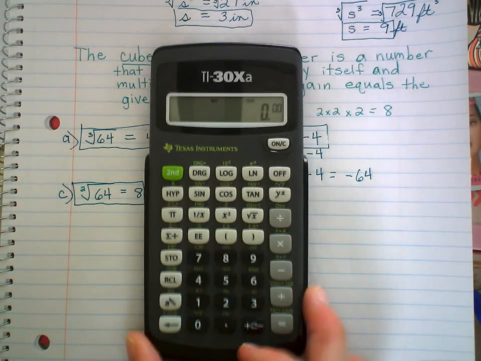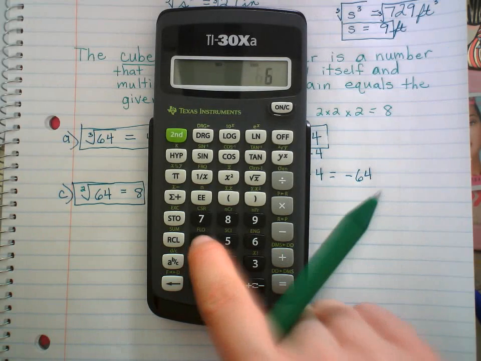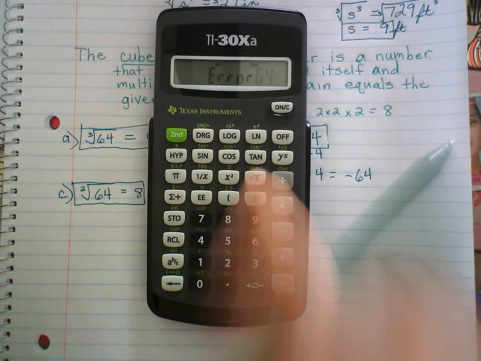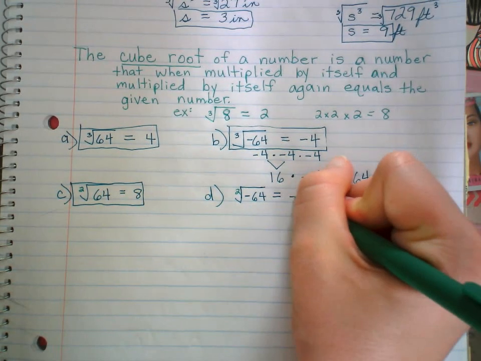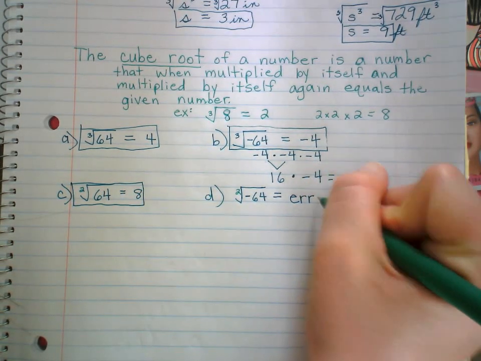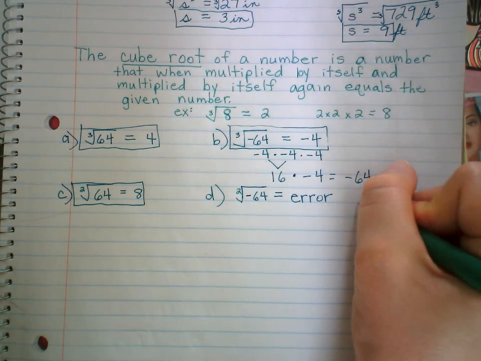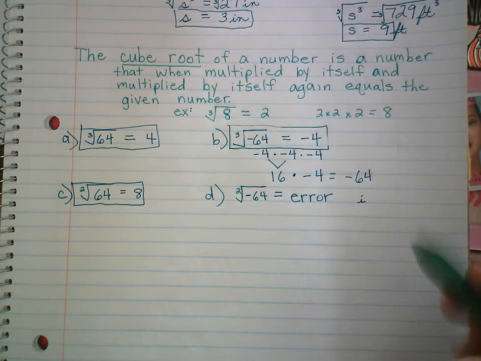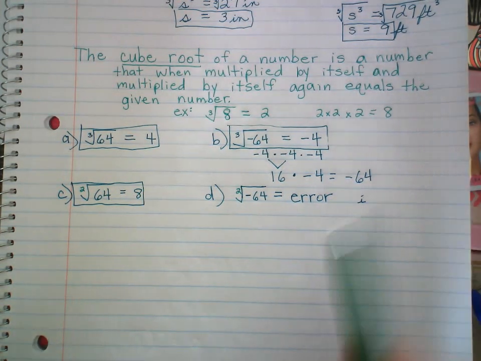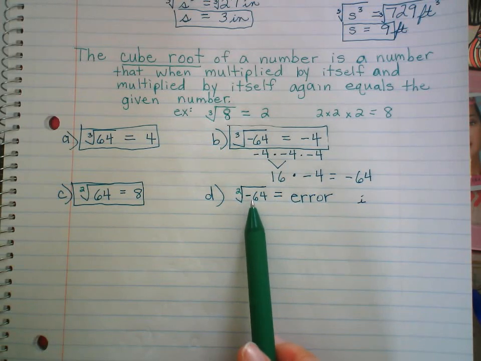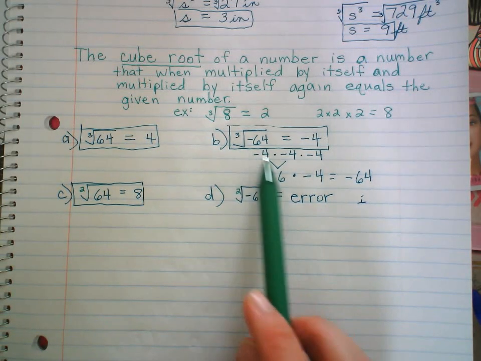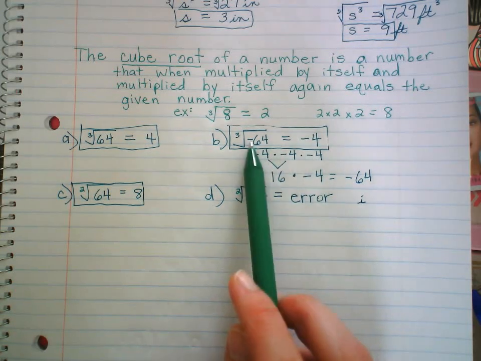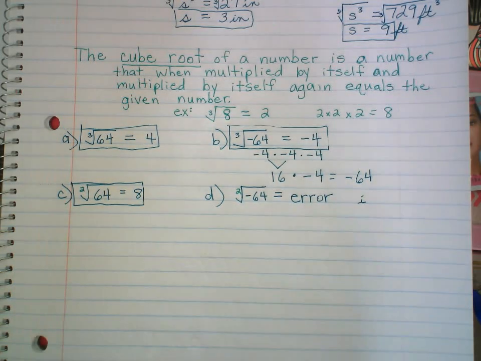So look what happens when we type this in the calculator. Negative 64, square root, error. Because you can't take the square root of a negative number. You'll learn something next year with a little lowercase cursive i, but we're not going to get into that now. So you need to know you can't take the square root of a negative number, but you can take the cube root, because that's what number times itself 3 times, which you can have a negative then.